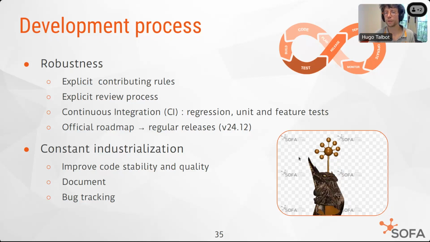The latest one is the 24.12 for the release of SOFA of last December, and the next one will be the V25.06 for the next release that will be made in June. So we usually do that every December, June, and so on and so forth. The purpose of all that is definitely to also constantly improve the industrialization, like remove bugs, improve stability, improve the code quality, very important, improve the documentation quality, and tracking bugs.